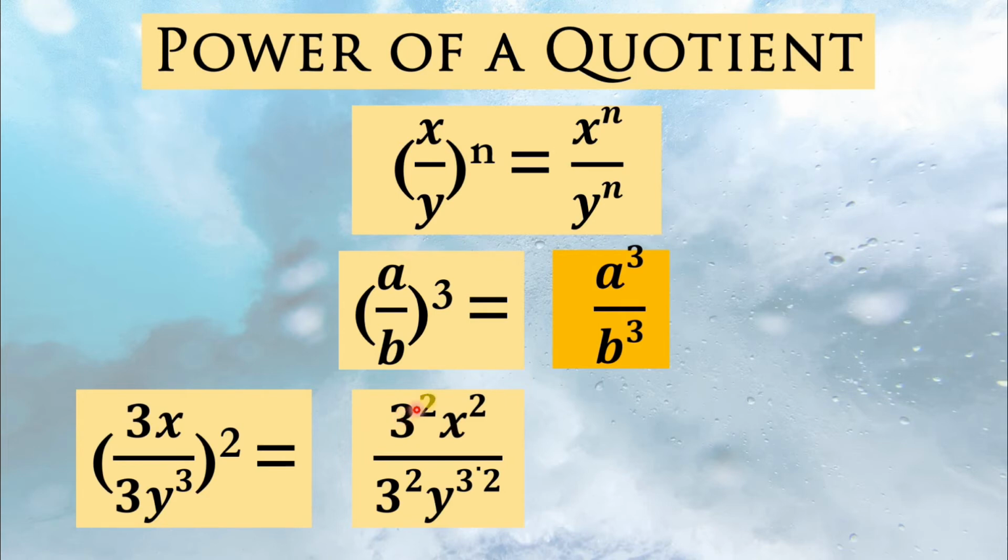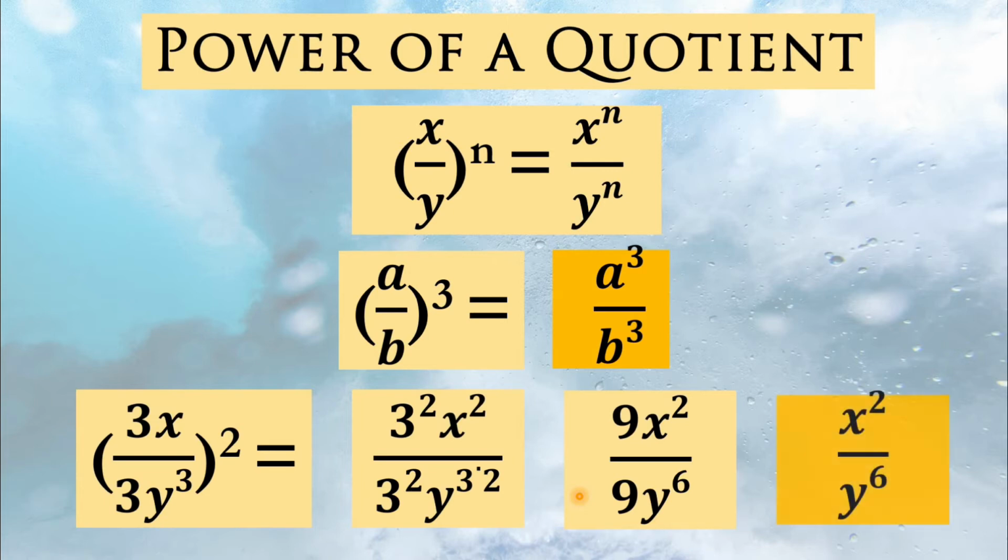So if we do the shortcut, we can just cancel 3 squared and that becomes 1. But if we do the long cut, 3 squared is 9, x squared over 3 squared is 9, y raised to 3 or y cubed times 2, 3 times 2 is 6. And then we can just cancel 9 as well. So that becomes 1 and we don't write 1 in our numerator. So we just write x squared over y raised to 6. So we can no longer simplify this one because our variables are different.